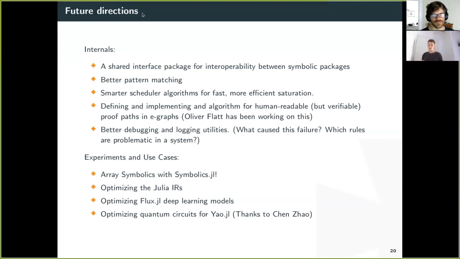And some other use cases we're planning to test and work on. So the first one is exciting. It's array symbolics with Symbolics.jl. Shashi and the other guys are working on this right now. And we're also looking towards optimizing the Julia IR. So we're experimenting with Metatheory.jl at the compiler level. And we're also looking forward to optimize deep learning models for Flux, and also for optimizing quantum circuits using some category theoretical ideas for Yao.jl and the new IR that Chen Cao is developing for Yao.jl.